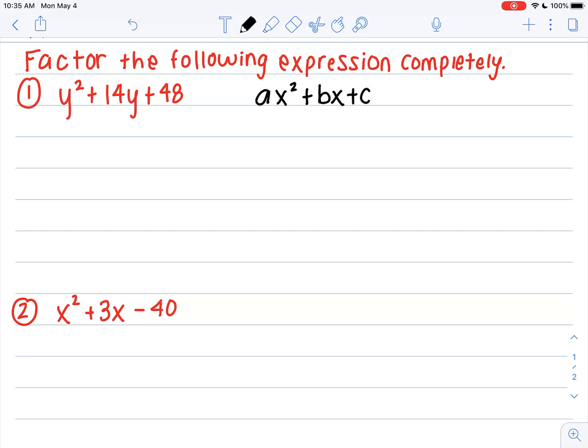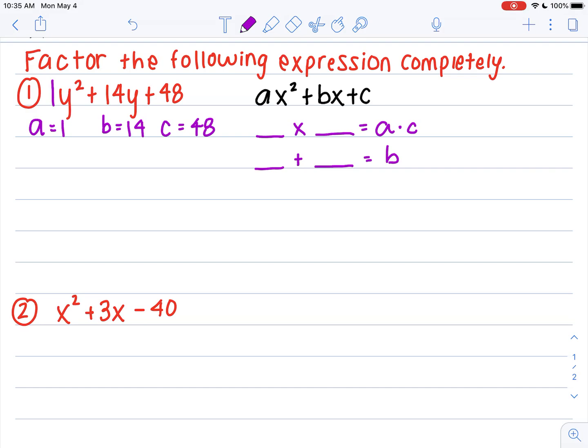Now, if it matches that form, we can do something called factoring, okay? So I'm going to look for a, b, and c, and I know we labeled a, b, and c before. Remember, if there's nothing in front of that y squared, it's a 1. So a equals 1, b equals 14, and c equals 48. Now what I'm going to do is find two numbers that multiply to a times c, and two numbers that add to b every single time.